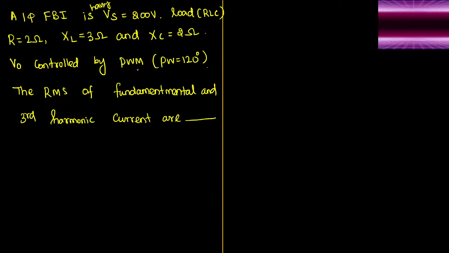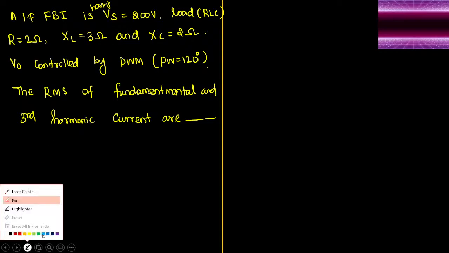Geeta: I naught 1 is 69.77 ampere. Good. I naught 1 means fundamental current. Very good. What about the third harmonic? Anyone? Okay, let us try to solve this question.